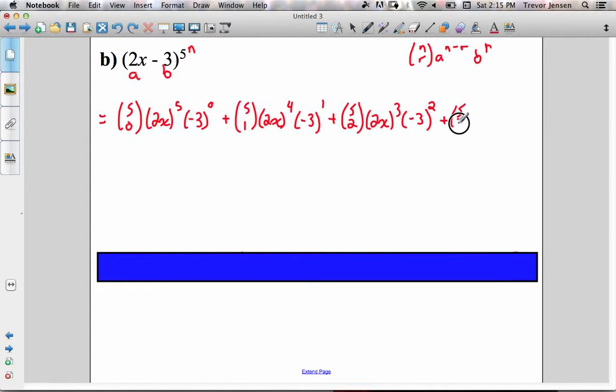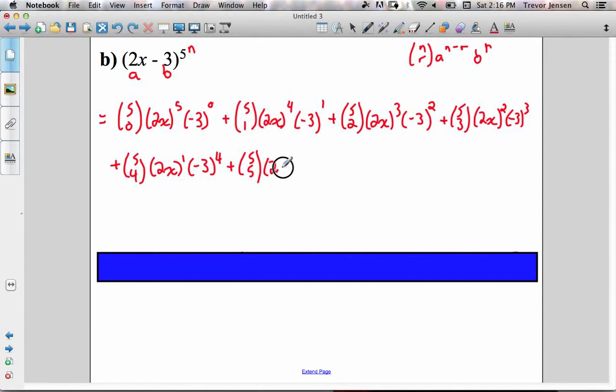Plus 5 choose 3, 2x to the 2, negative 3 to the 3, plus, I have two terms left, 5 choose 4, 2x to the 1, negative 3 to the 4, plus 5 choose 5, that's my last term. Once the n and the r value have the same value, that's your last term. 2x to the 0, 5 minus 5 is 0, negative 3 to the 5.